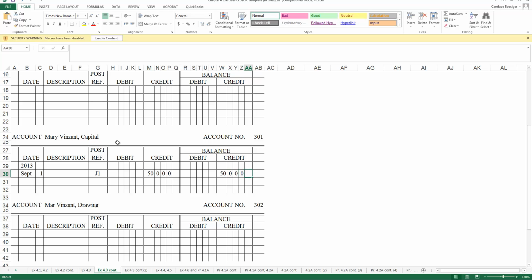Now, I'm not putting zeros in this debit column right here, this one or in this one, but out in the Connect Accounting website, you are going to have to put zeros in those fields or it'll mark them wrong. So the last part of this is this 301. This 301 has to go back to the general journal.